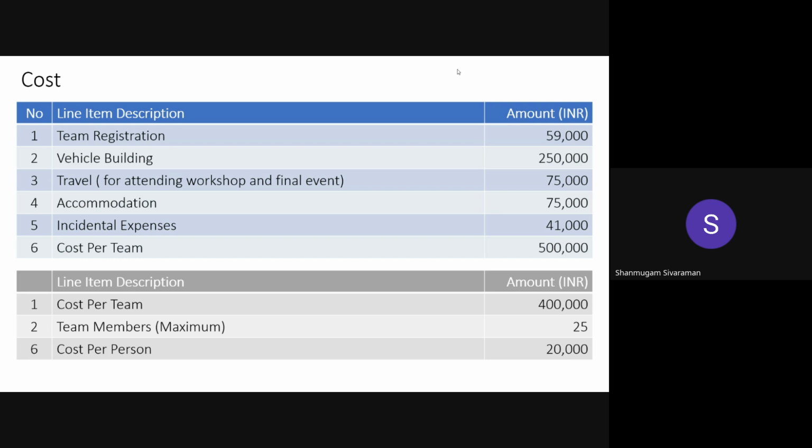The vehicle building cost is not fixed. This is the upper limit I'm giving. How much can you reduce? Please understand, there is a requirement. Your vehicle has to meet a certain endurance limit. If you can pass the endurance limit, that is just enough.